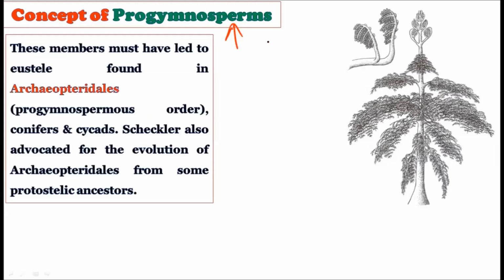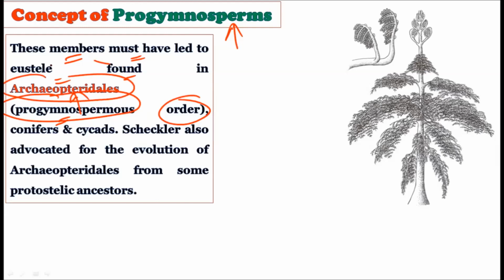Okay, so understanding how these progymnosperms got created is a complex thing, but there is a generalized idea that they definitely got created out of the pteridophytes, and from the progymnosperms, the gymnosperms may have got created. Now see, these members must have led to the U-stele found in Archaeopteris, which is the progymnospermous order. In the progymnospermous order there is Archaeopteris, and these members may have led to the formation of a U-stele. The conifers and cycads show this particular type of stele, and here we can compare the progymnosperms with the gymnosperms, right?